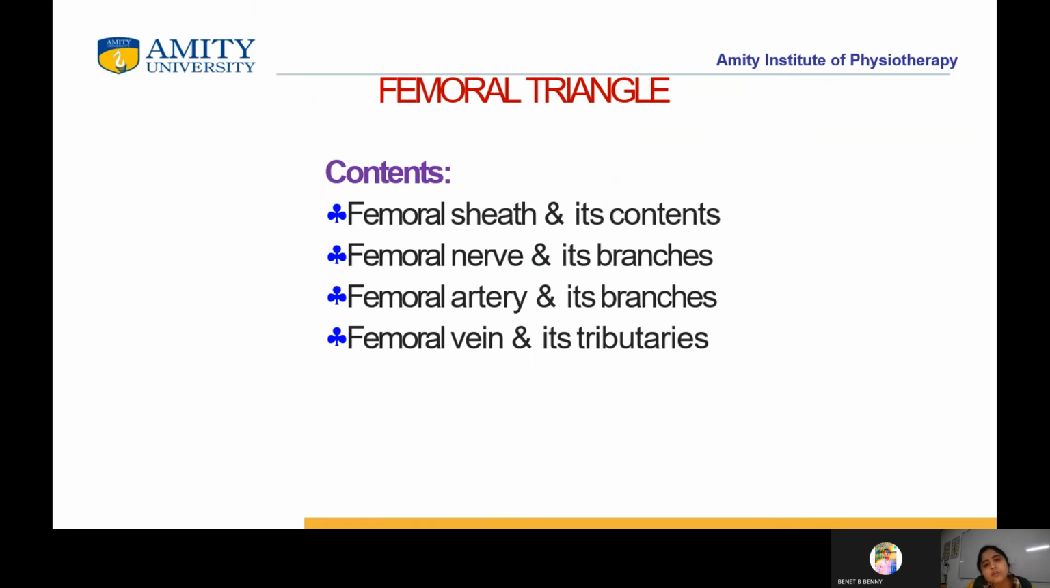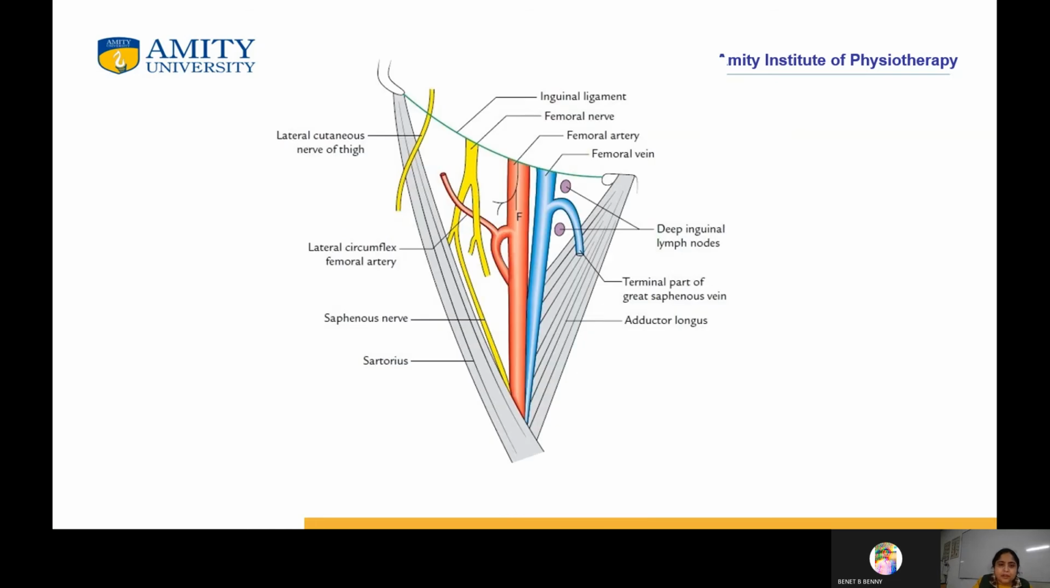So the contents of the femoral triangle are femoral sheath and its content, femoral nerve and its branches, femoral artery and its branches, and femoral vein and its tributaries. So these are the contents of the femoral triangle.